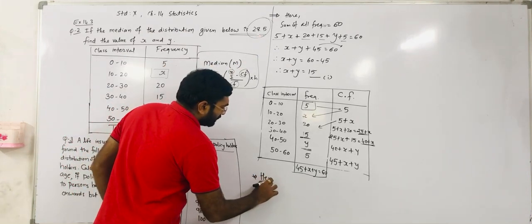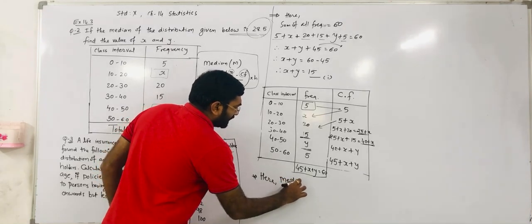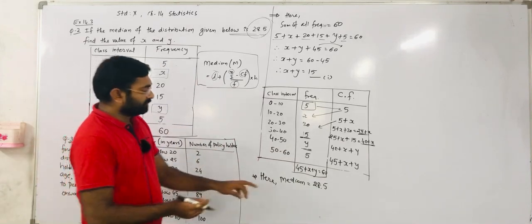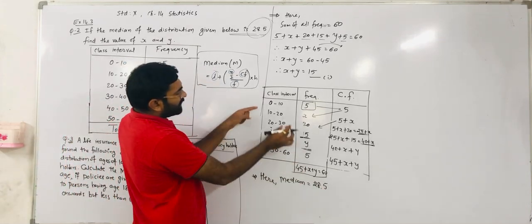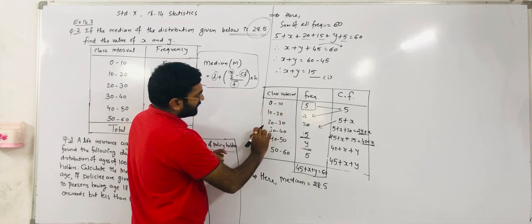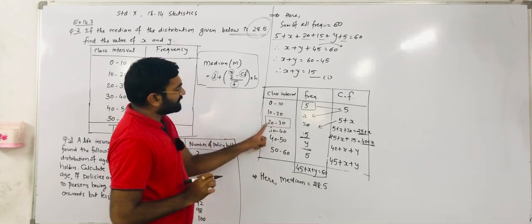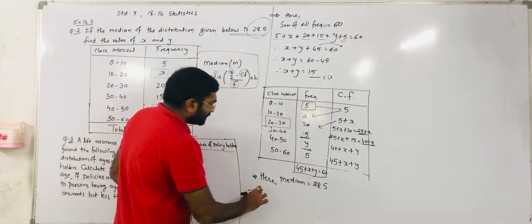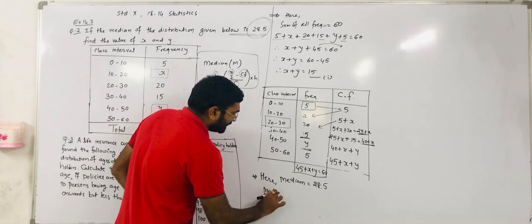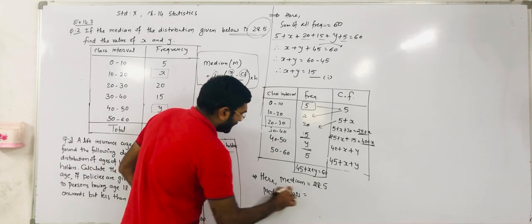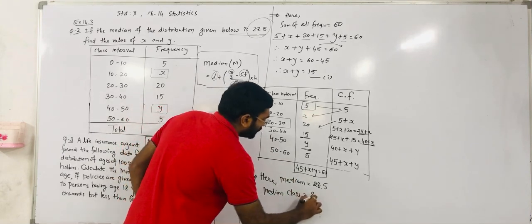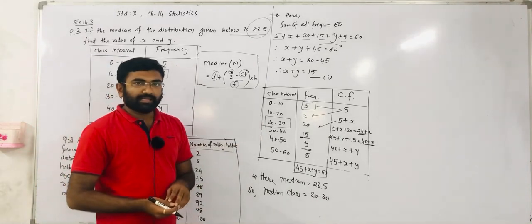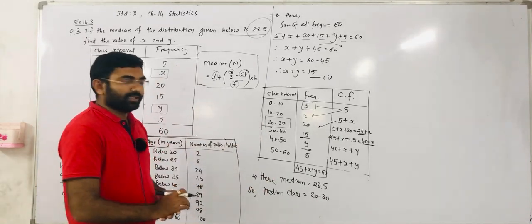So from the median value, we have to decide the median class. Here, the median is equal to 28.5. To decide the median class, you check in which class that value lies. So we can say that 28.5 lies between 20 to 30. So our median class is 20 to 30.